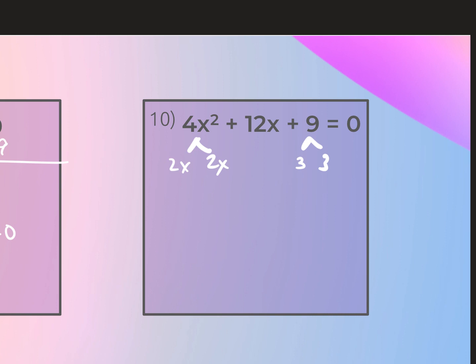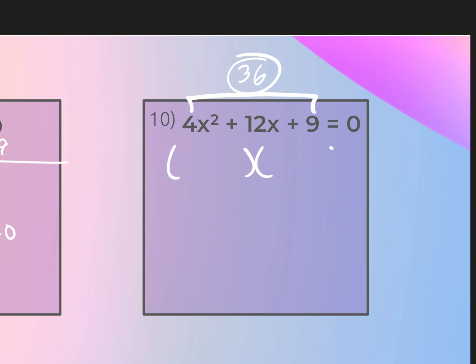Say you guys got here and you didn't recognize that. Can you still solve this by factoring? Yes. Multiply a times c. 4 times 9 is 36, right? What are the factors of 36 that multiply to give me 36, but add to give me 12? 6 and 6? Okay, so x plus 6, x plus 6.